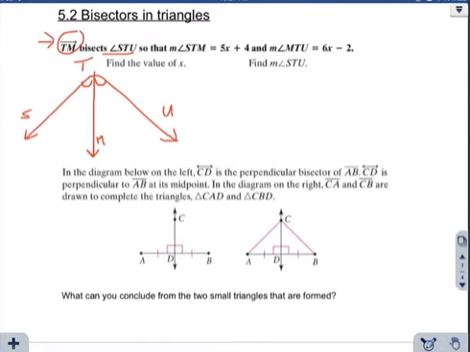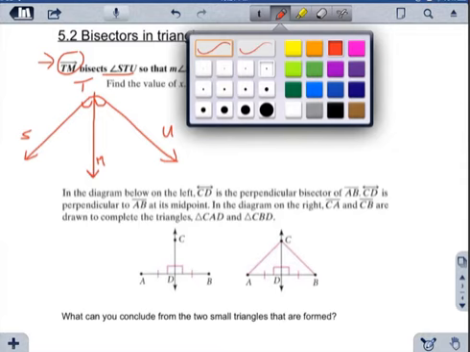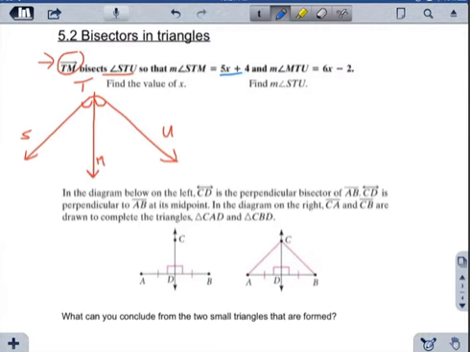First, we're just told about angle STM, that it equals 5x plus 4. So I'll fill that in right here. We're also told that angle MTU equals 6x minus 2. So we have these two algebraic expressions for the halves of this angle, and we're asked first to find the value of x.